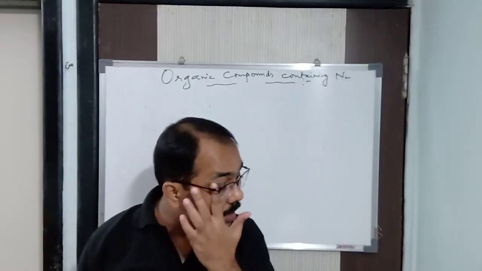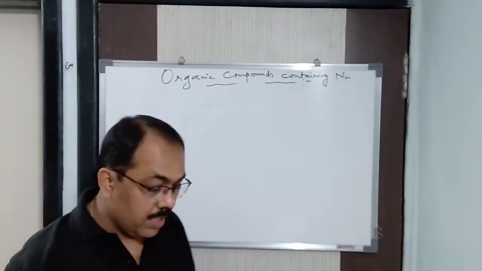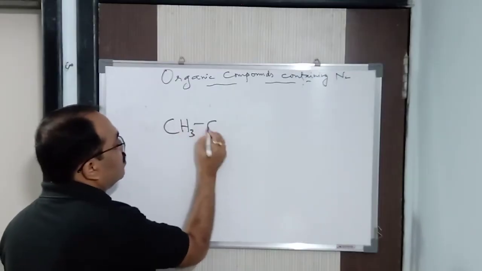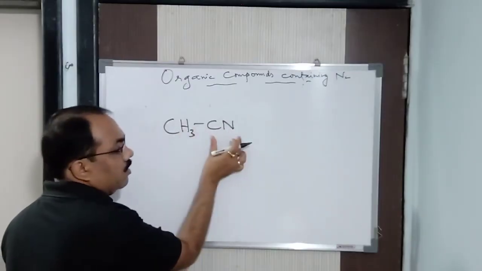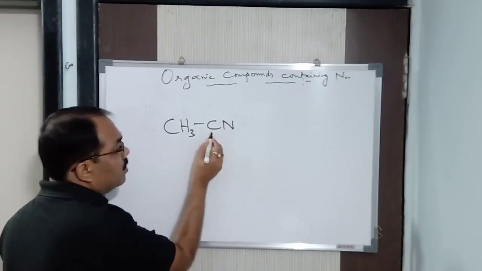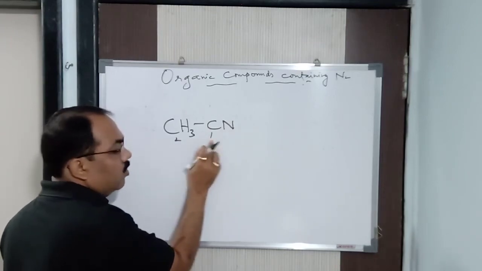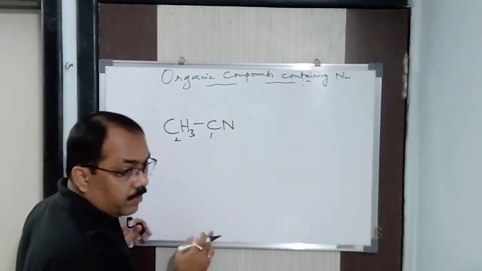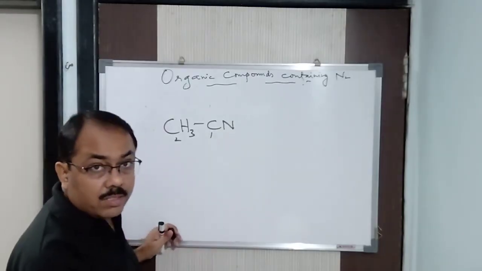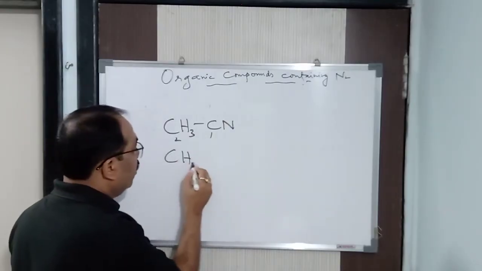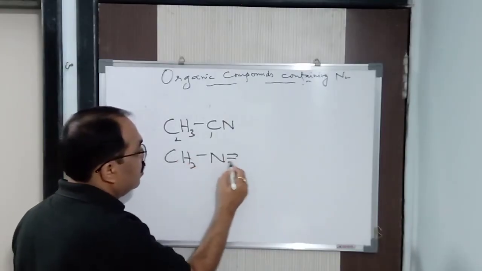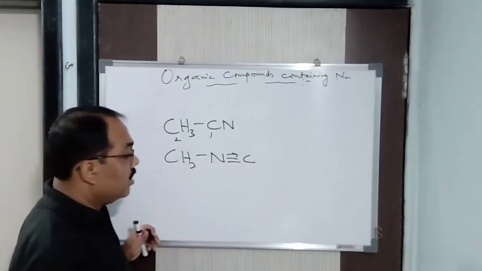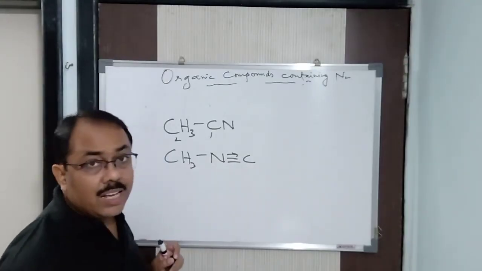For example, CH3CN is known as methyl cyanide, the common name. But the IUPAC name: root word is eth, 2 carbon atoms, so ethane nitrile. Similarly, CH3NC is methyl isocyanide, or methyl isonitrile.